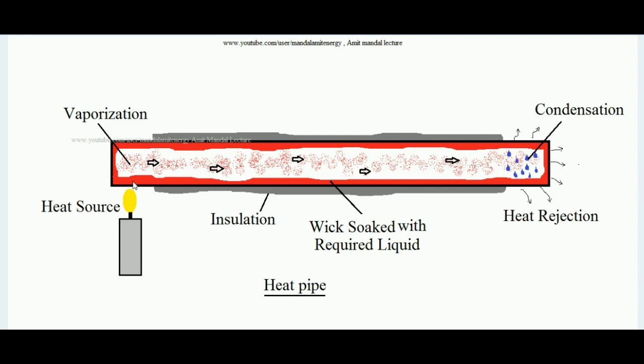The beauty of this heat pipe device is that although heat is transferred with the help of a liquid medium, we don't require any pump to make the liquid flow from the hot end to the cold end. Just by vaporization, the vapors reach the cold end, condense back, and by capillary action reach the hot end again. In this way heat is transferred from one end to another. So this is the working of a heat pipe.